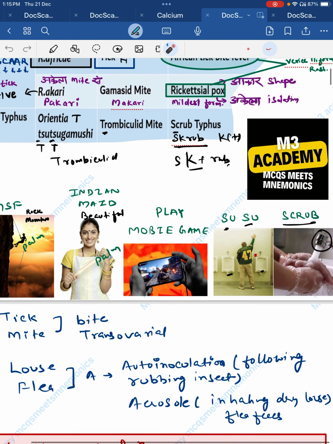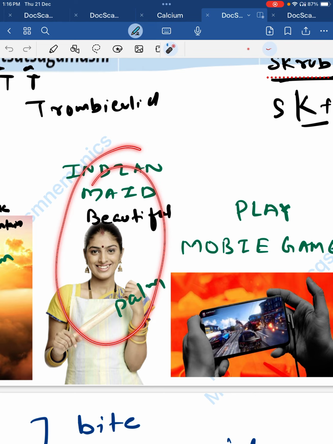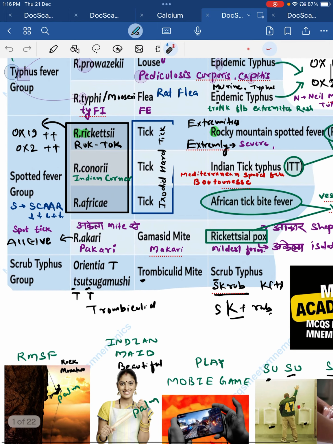You can remember by this image. This is the Indian beautiful maid, who has a kitchen instrument in palm and sole. So Indian means Indian tick typhus, maid means Mediterranean spotted fever, beautiful means Boutonneuse fever, and she has the kitchen instrument in palm and sole. So palm and sole are involved. This is an Indian maid, a beautiful Indian maid. So you can remember in this way.